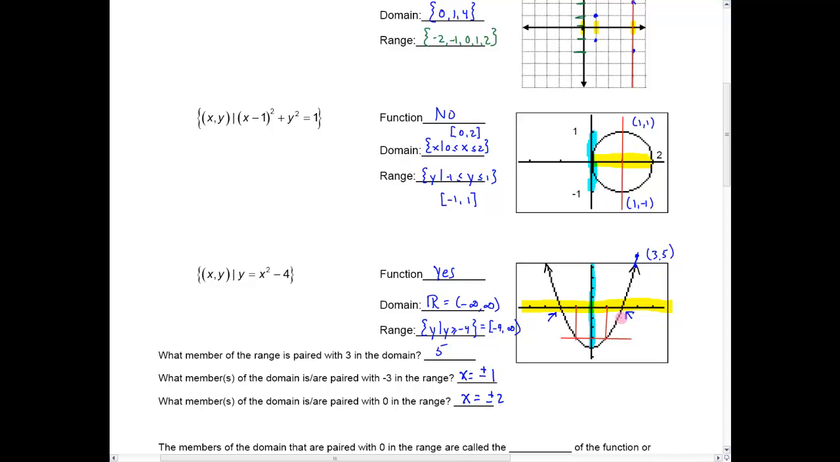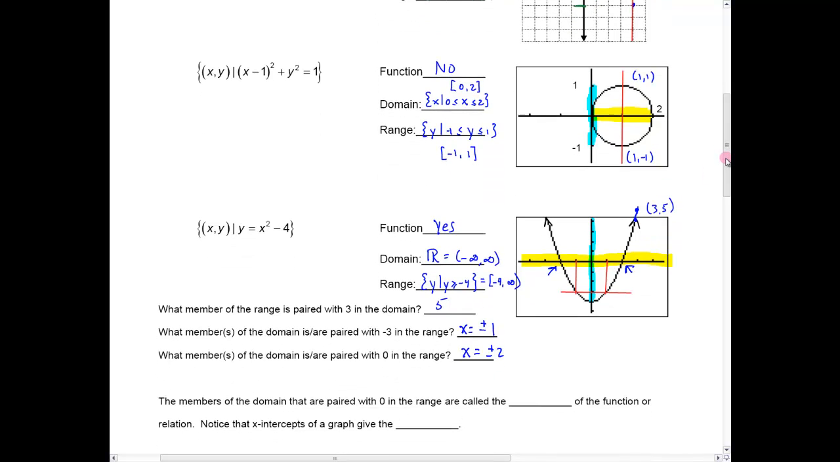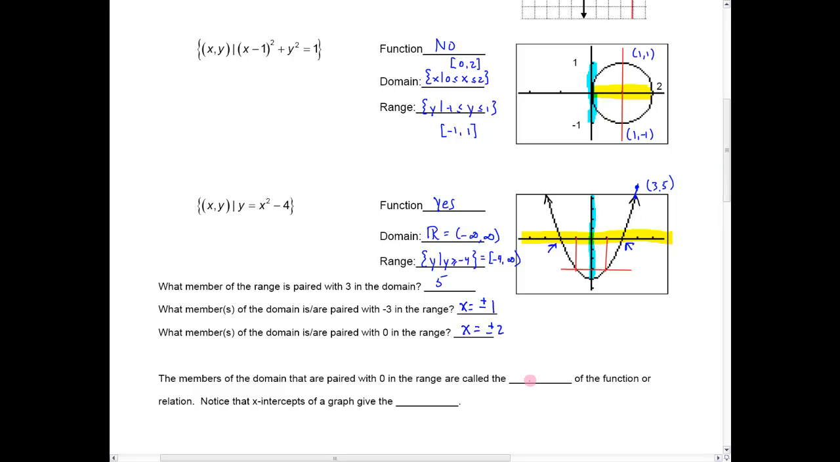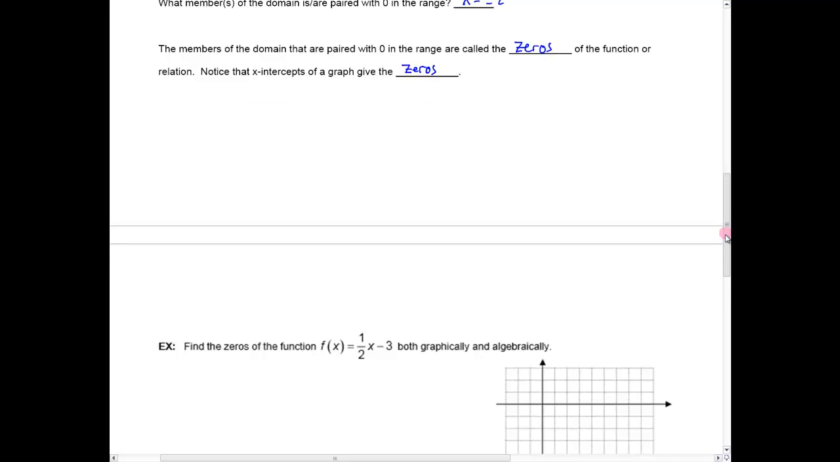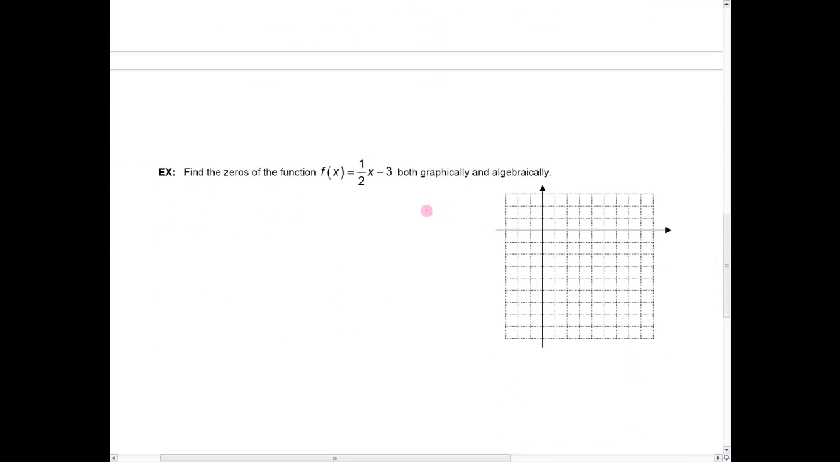Now those are very special range values. Whenever the range value is 0, we call those the zeros. So the members of the domain that are paired with 0 in the range, we call those the zeros of the function or the relation. And you'll notice that the x-intercepts of a graph always give you those zeros. All right? So very quickly, one more little problem here I'd like to share with you.